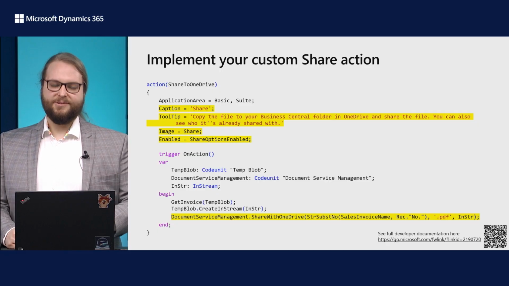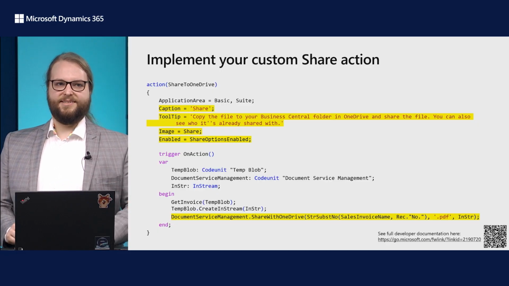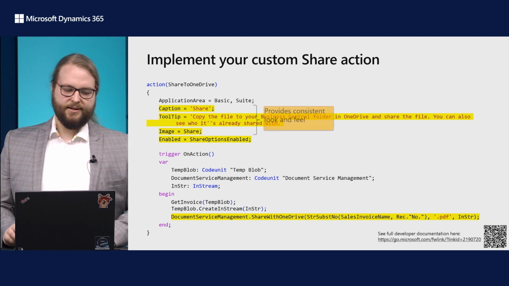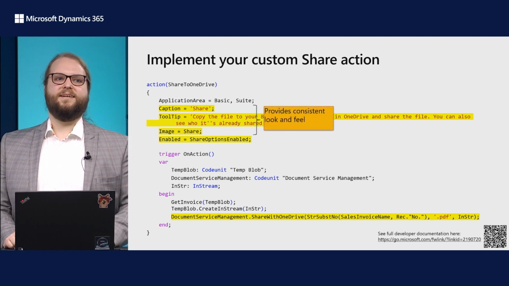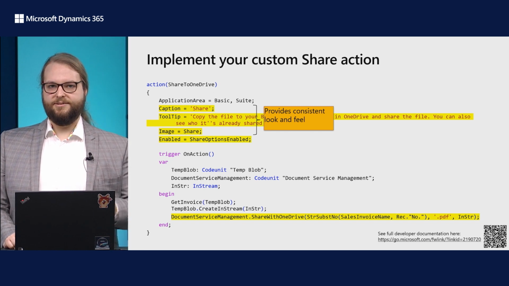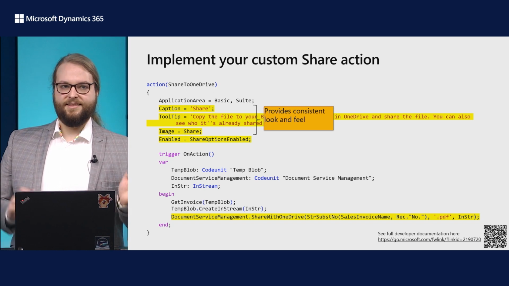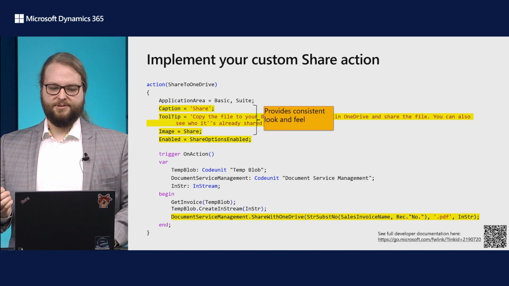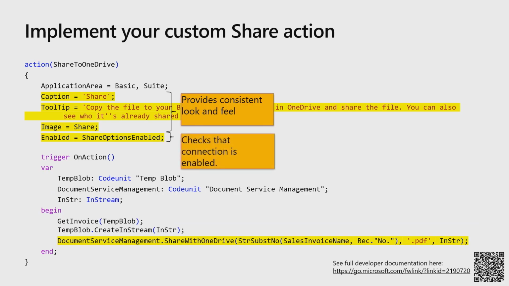So when implementing your own custom share action, there's a few key areas I'd like to highlight. So there's the caption, tooltip, and image that we would like to keep consistent across all the share actions in the product. That way our users can identify very easily that this is a share action and what the action will do. Then there's this other enabled property, which is important to set, that ensures that the connection to OneDrive is enabled. For example, if the privacy notice has been disagreed to, then the action will be disabled.